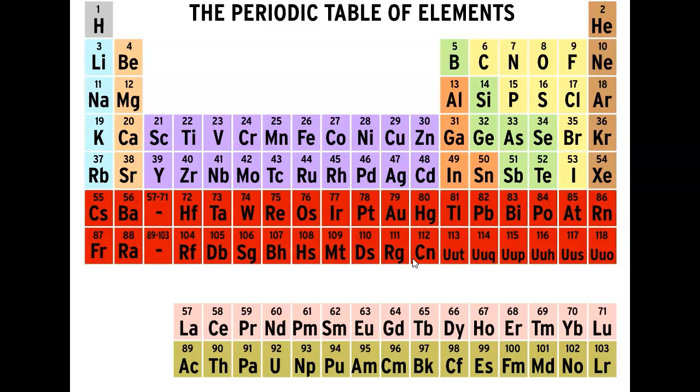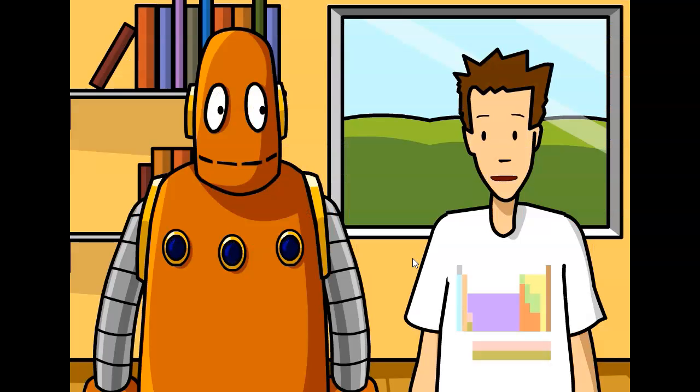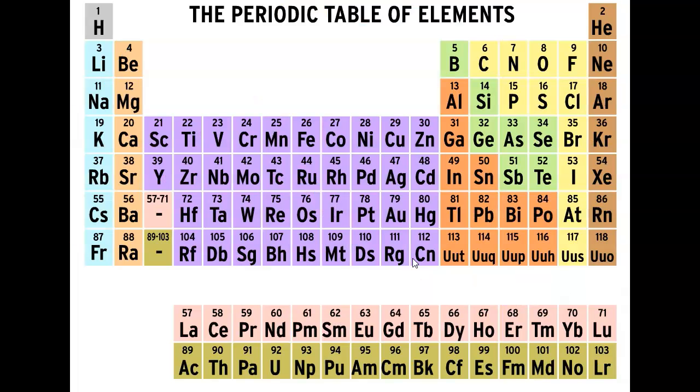The 6th and 7th periods contain so many elements, scientists took some out and put them underneath. Well, the configuration of electrons in an atom's outer shell plays an important role too. It determines what other kinds of elements it can bond with.